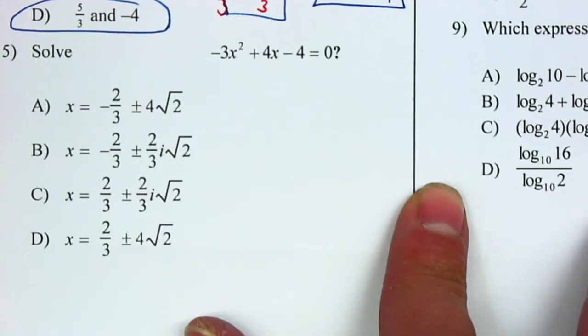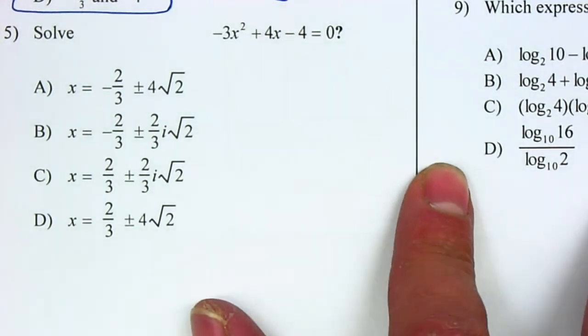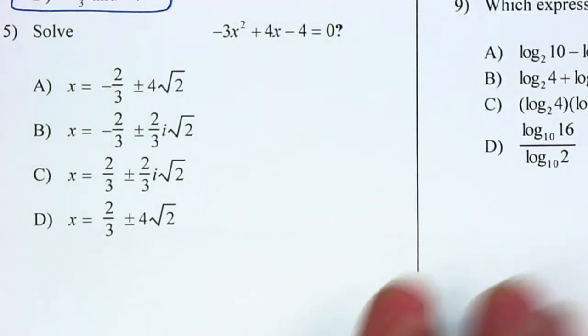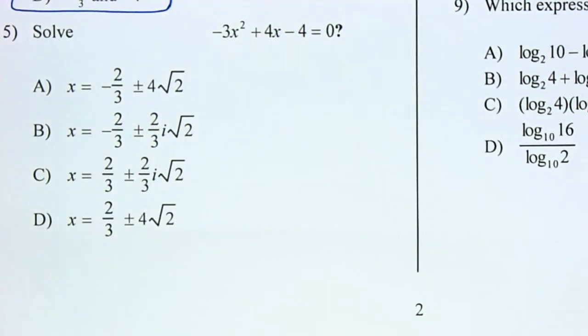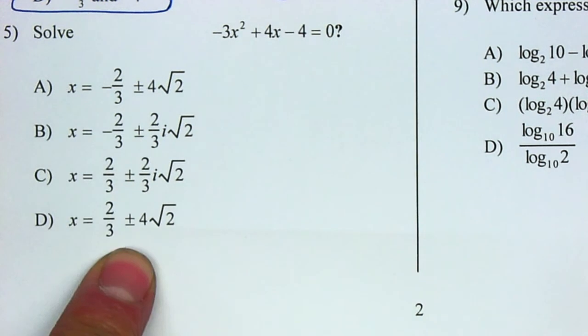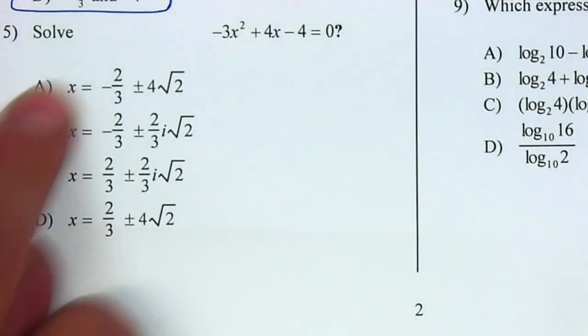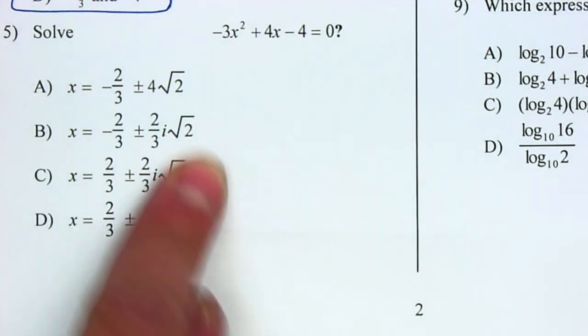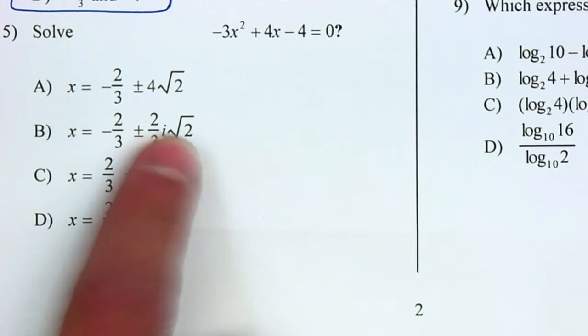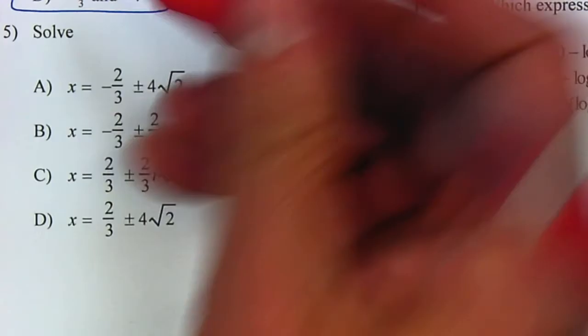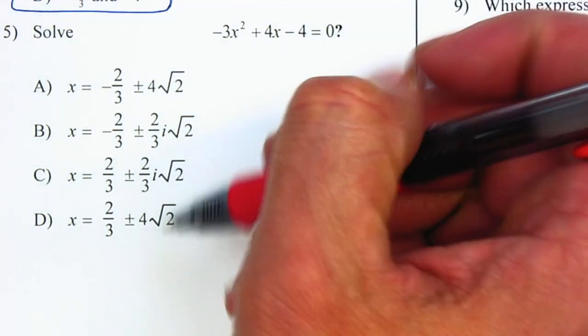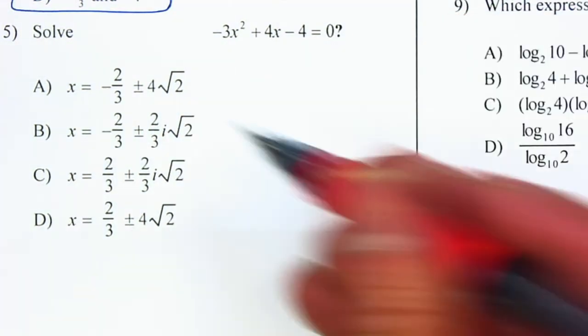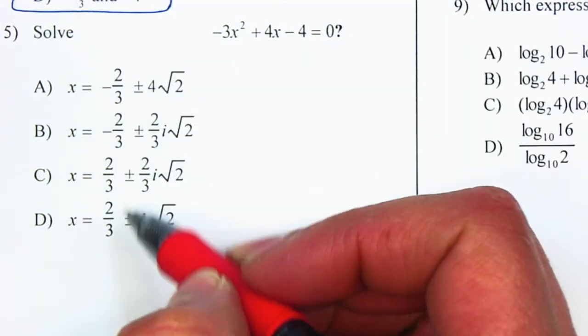Problem number 5, solve. So same thing as number 4, that we were trying to find out where it crosses the x-axis. If I look at the answers, I know that I need to either complete the square or use the quadratic formula. I can't factor it just by looking at the answers. They're a little more complex with the radical, plus or minus. That should give you little hints on what to do.